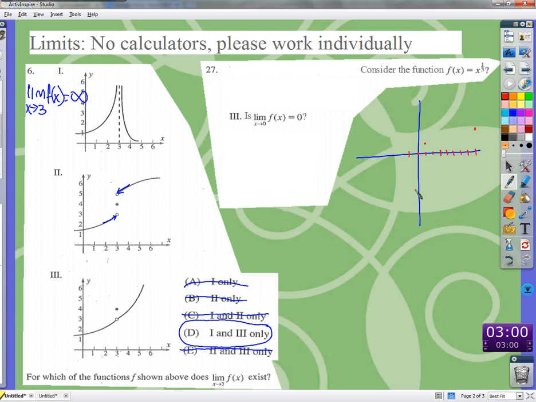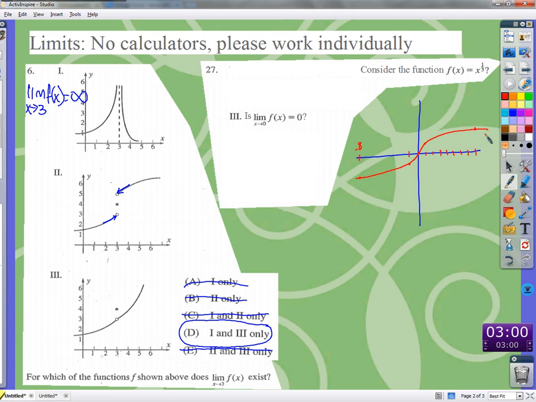Well, it's like negative 1. The cubed root of negative 1 is negative 1. Cubed root of, well, we'd have to go all the way out here to negative 8, and go down here to get negative 2. So it looks something like that.